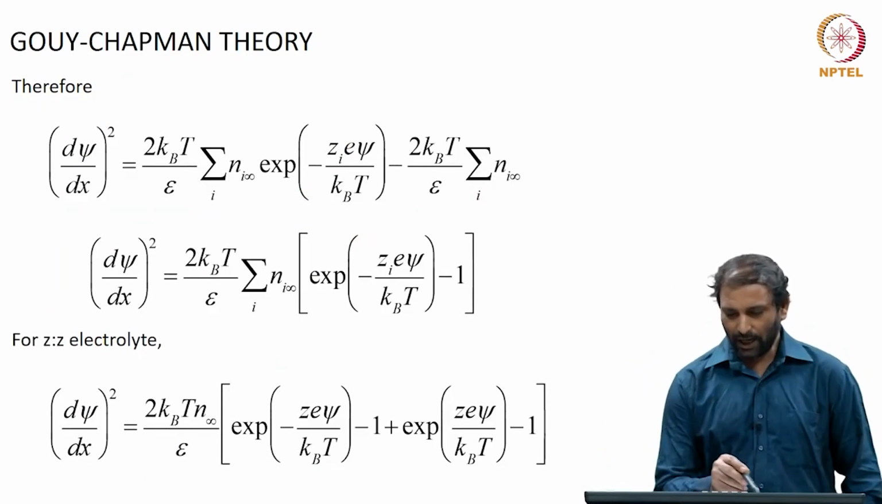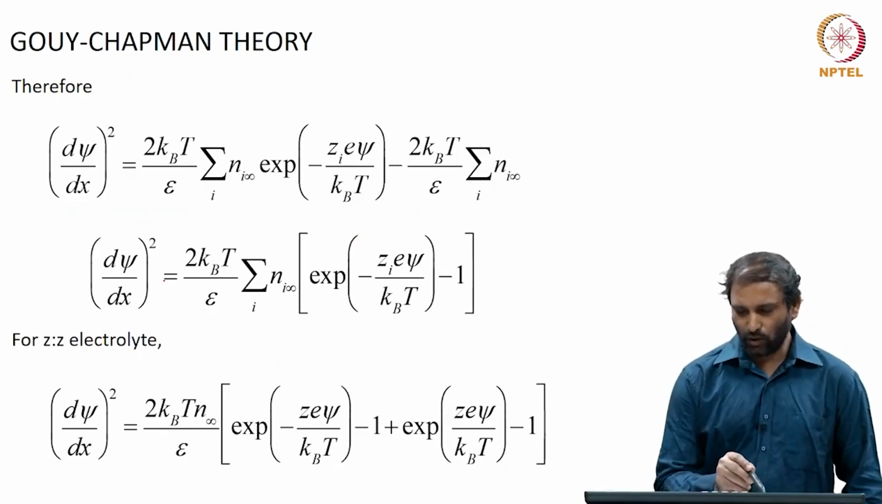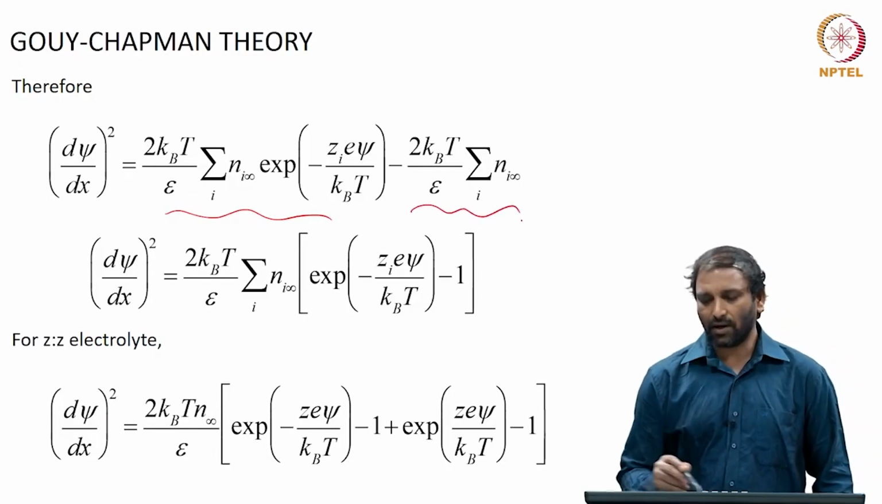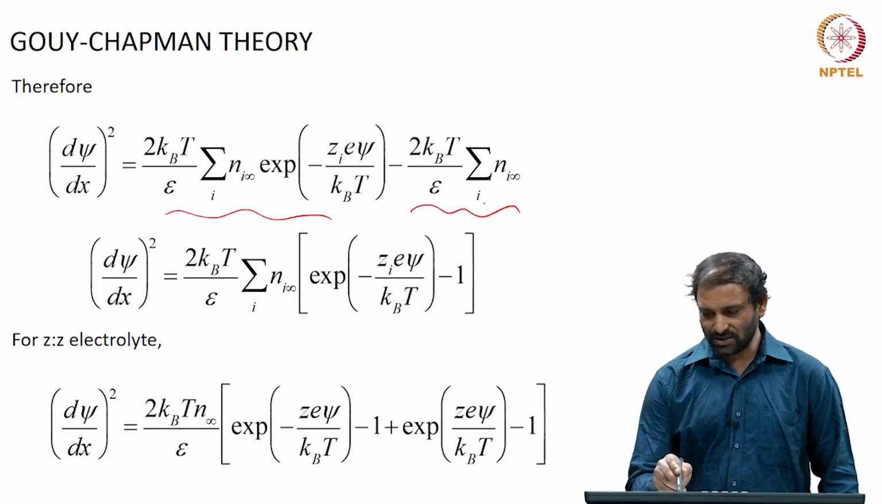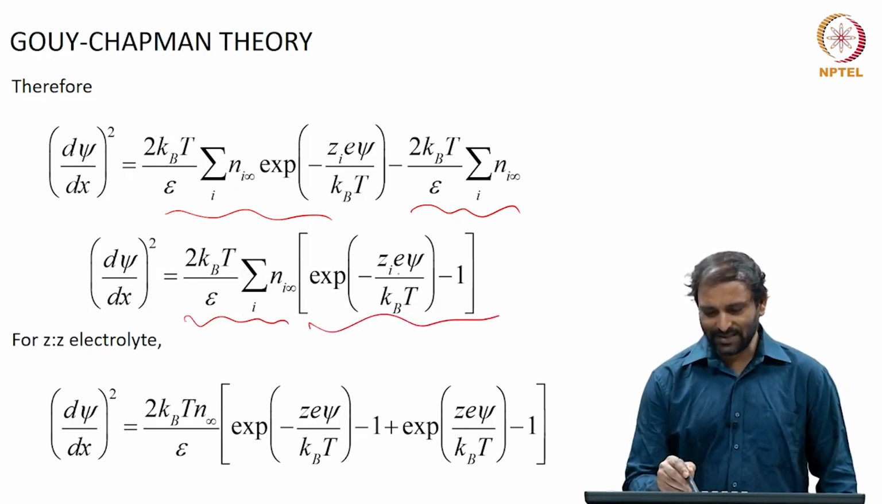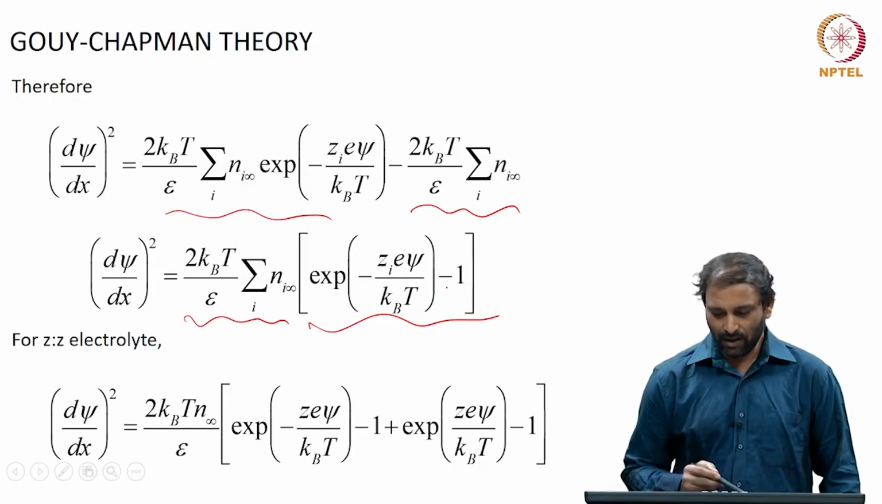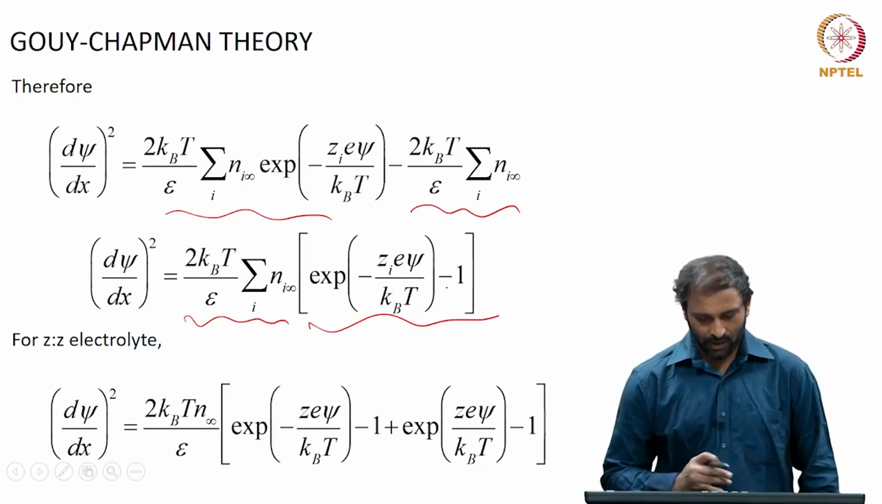I can substitute for the constant. So I could write (dψ/dx)² as the first term minus the constant term, and because I have 2kBT by ε, summation n_i∞ as a common factor, I can take it out. Therefore, in the parenthesis I will have exponent of minus z_i eψ divided by kBT, minus 1.